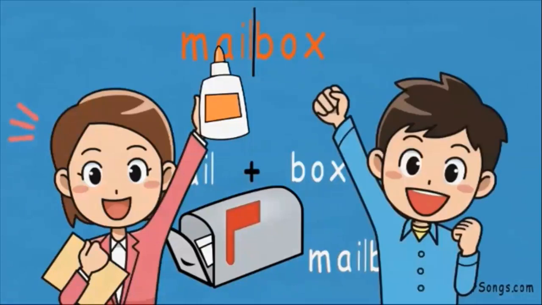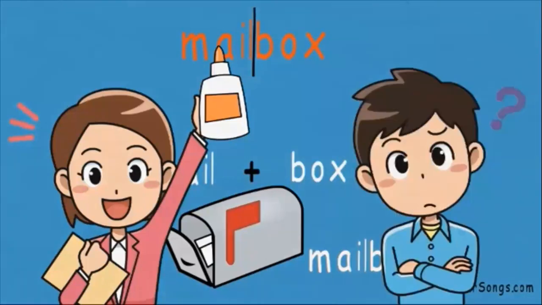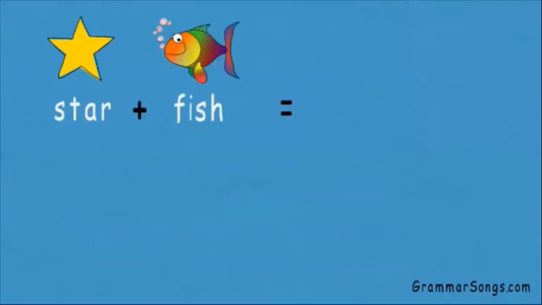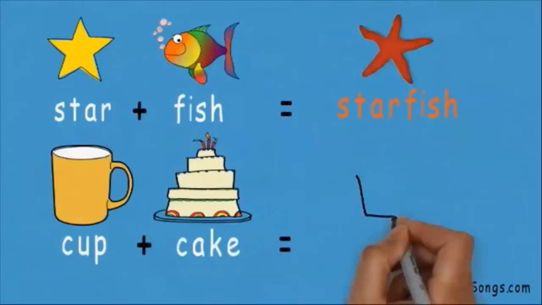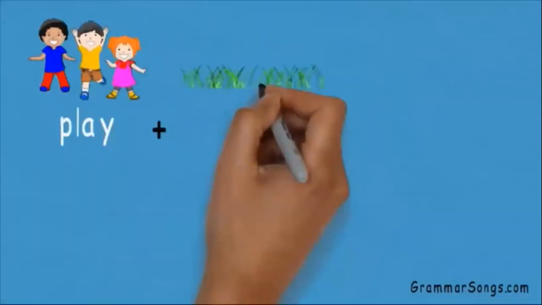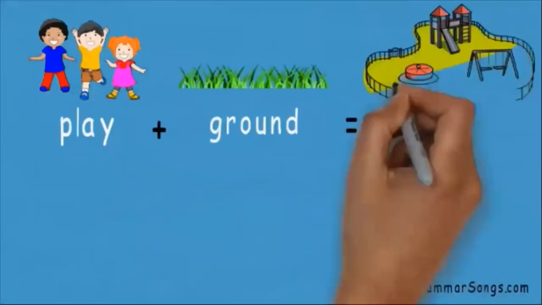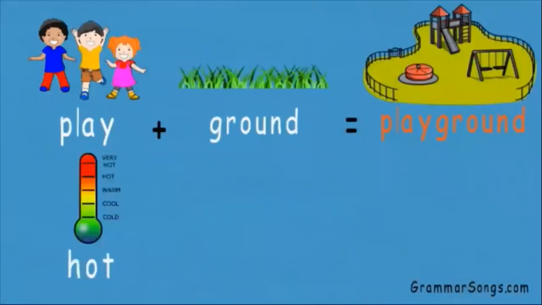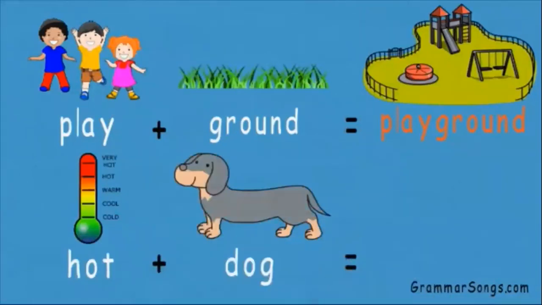Yes, two nouns. Well, compound words can be made up of two nouns, but they can also contain words from other parts of speech as well. Many compound words are made up of combined nouns. For example, star and fish make the compound word starfish, and cup and cake make the compound word cupcake. But compound words can be made up of combinations of other parts of speech. The verb play can be combined with the noun ground to form the compound word playground. And the adjective hot can be combined with the noun dog to make the compound word hot dog.